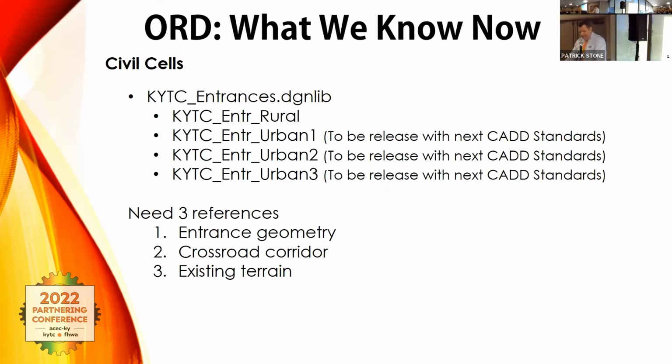So with KYTC, they've delivered a DGN library that contains right now a rural entrance civil cell, and with an upcoming CAD standards release, they will have civil cells for urban entrances conditions 1, 2, and 3. The main thing that you're going to need to run these civil cells is your entrance geometry, so a horizontal and a profile, and then your crossroad corridor and your existing terrain model.